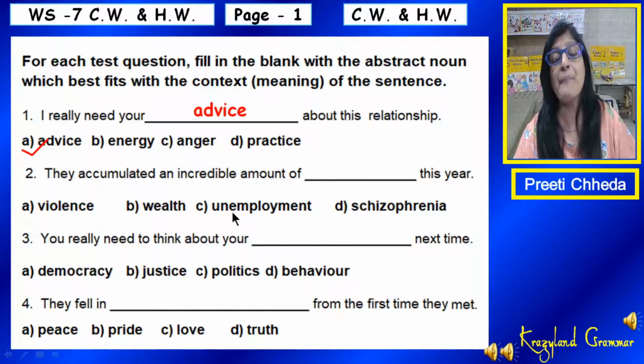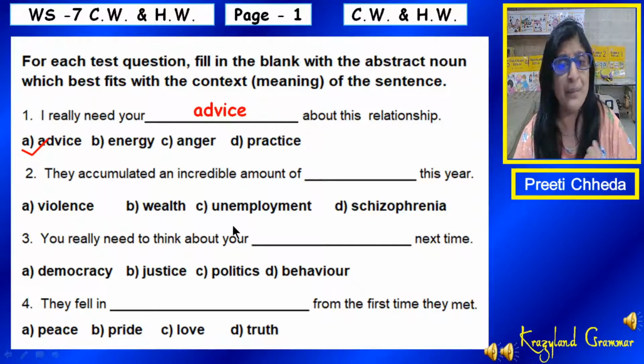Unemployment. Unemployment means not having a job. Those who are not having a job, they are unemployed. So unemployment मतलब बेरोजगारी, मतलब किसी के पास रोजगार नहीं है, it's called बेरोजगारी. बिना काम के हैं सब लोग. So that is called unemployment.